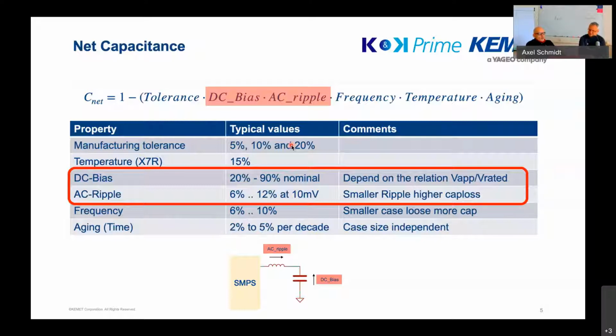Then the other ones are frequency and aging. We skipped those for this presentation. I cannot do everything in these 30 minutes here. So we focused on these two effects, DC bias and AC ripple, mainly.